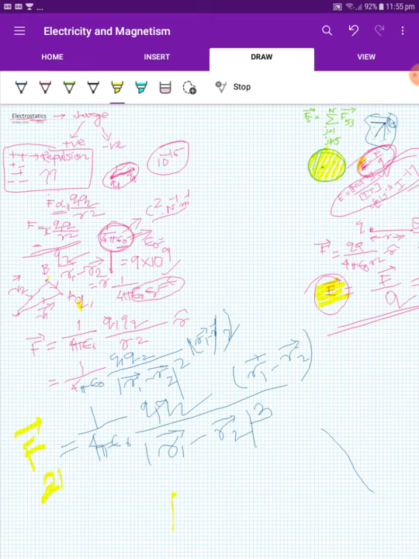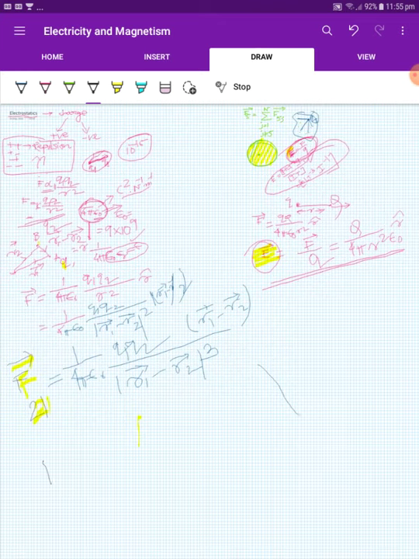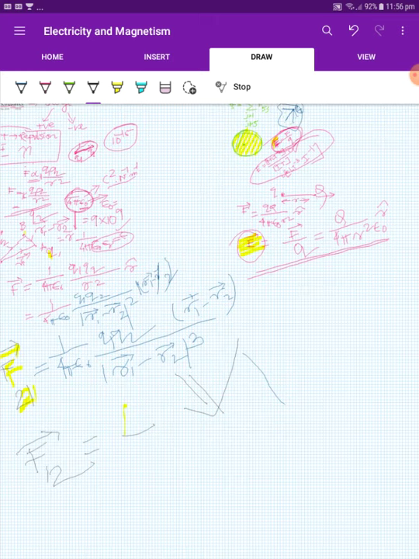Now this is F21. If we follow the vector law, then we will get that F12 will be simply the negative of this quantity. So we can conclude that Coulomb's law follows Newton's third law.